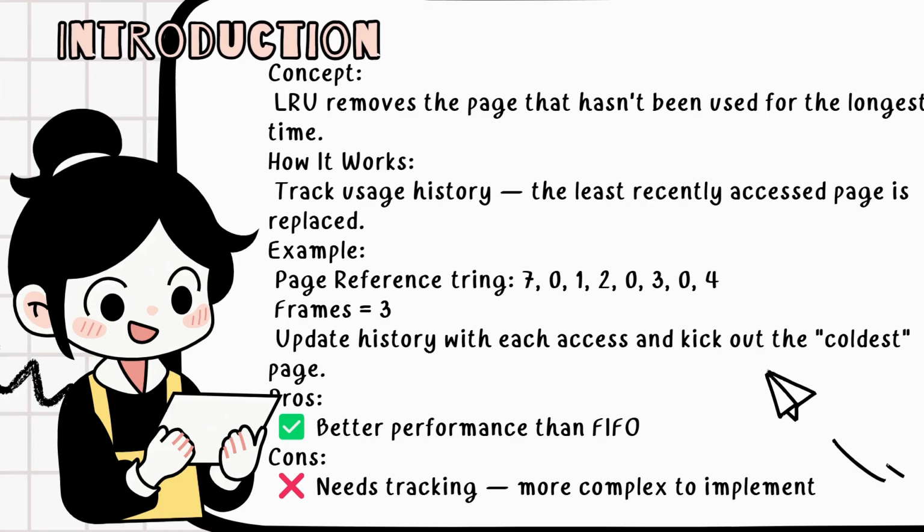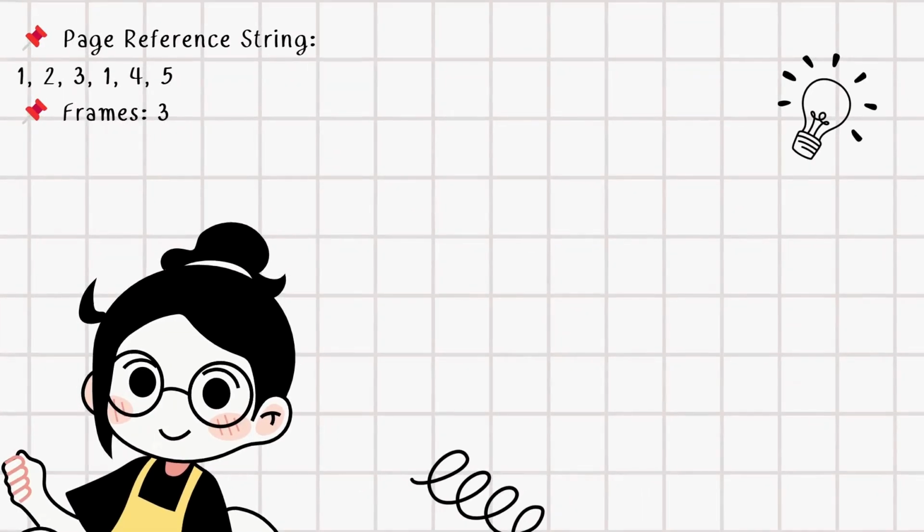How it works: tracks page usage history. Whenever a new page needs to be loaded and memory is full, it finds the oldest untouched page and replaces it. Example: page reference string 7, 0, 1, 2, 0, 3, 0, 4, frames 3, update usage history after every access, coldest gets kicked. Pros: smarter than FIFO, improves hit ratio. Cons: requires tracking usage, more complex to implement.